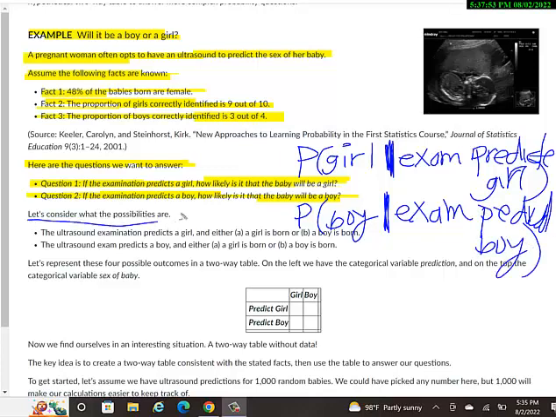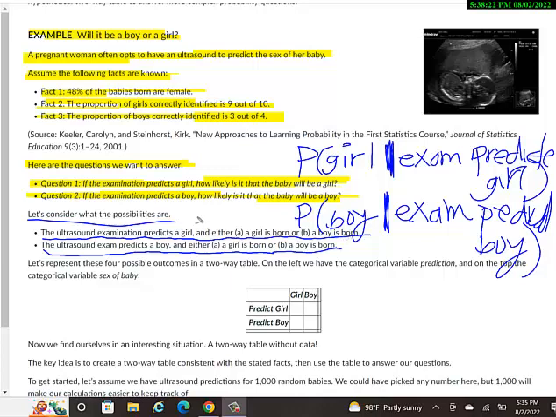So let's consider what the possibilities are. It could be that the ultrasound examination predicts a girl, and either A, a girl is born, or B, a boy is born. Maybe sometimes the baby's moving around a lot and they can't see things very well, so it was actually a boy when they thought it was a girl. Or the ultrasound exam predicts a boy and either it's actually a girl or they were correct and it was a boy.